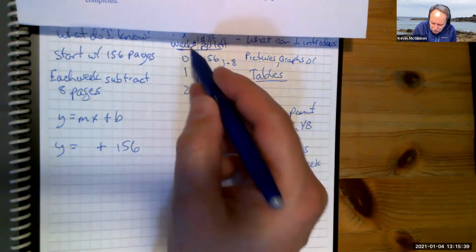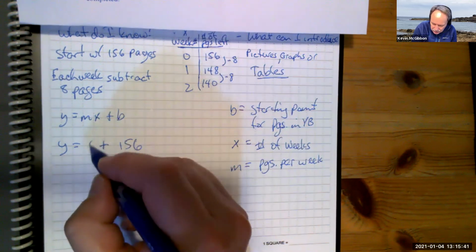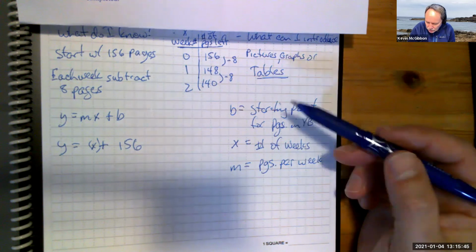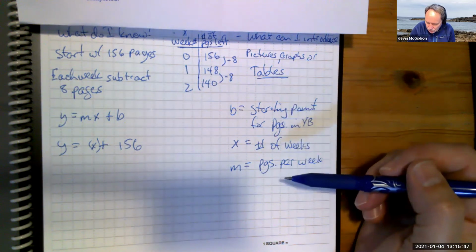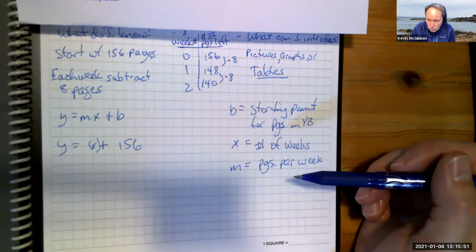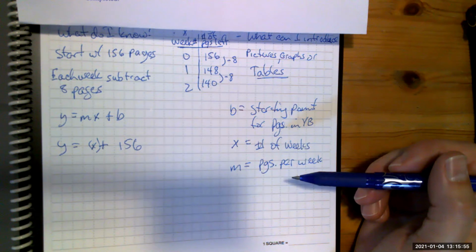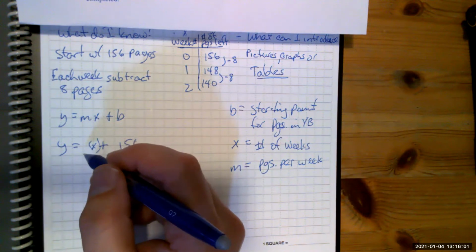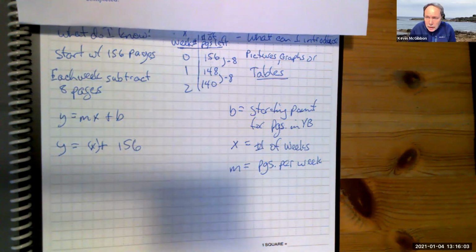x is a variable, so we'll just leave that as that. What's going to be our slope then? It's going to be our m value. Eight. All right, let's try it.